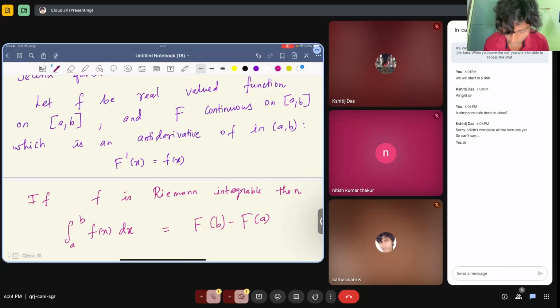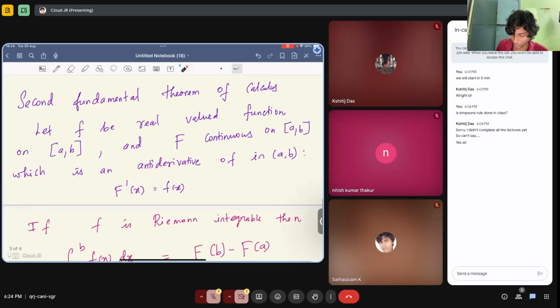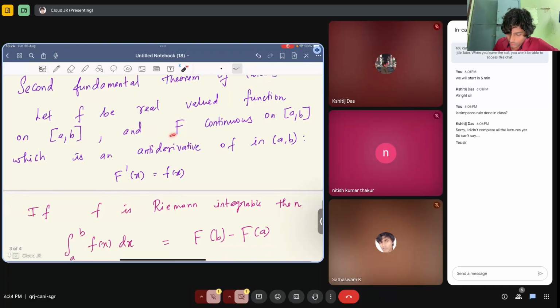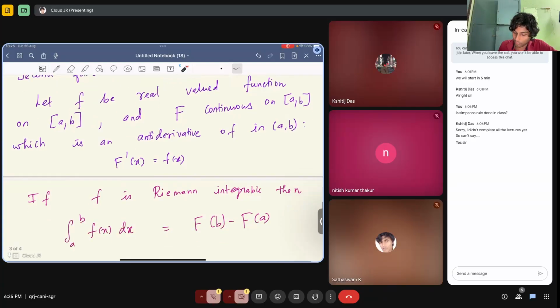Okay. The reason I was writing this, and I don't want to make any error, so I just want to look at the notes and write it, is because this condition that F is continuous is actually a very important condition. There are times you have a function f that may be Riemann integrable, but it does not necessarily have an antiderivative. So in that sense, having a continuous antiderivative is actually a strong condition.